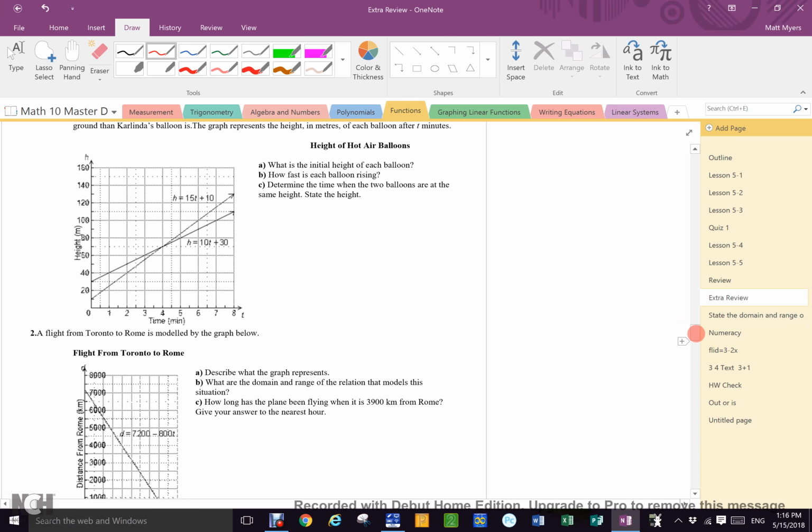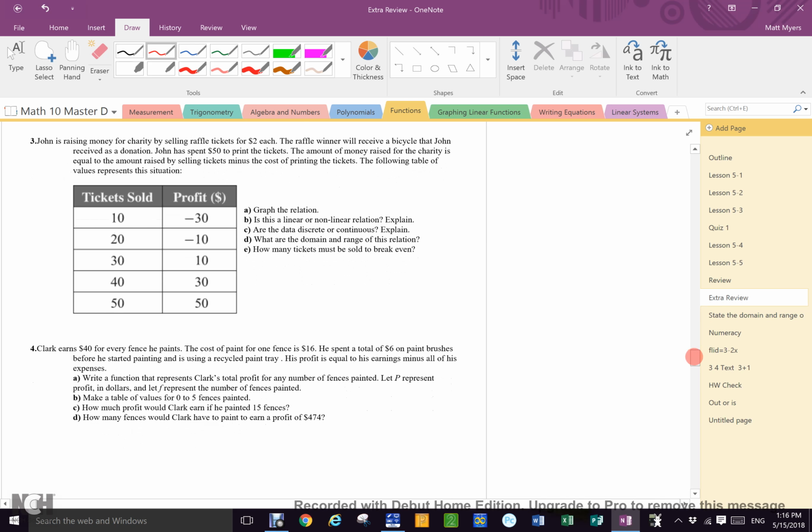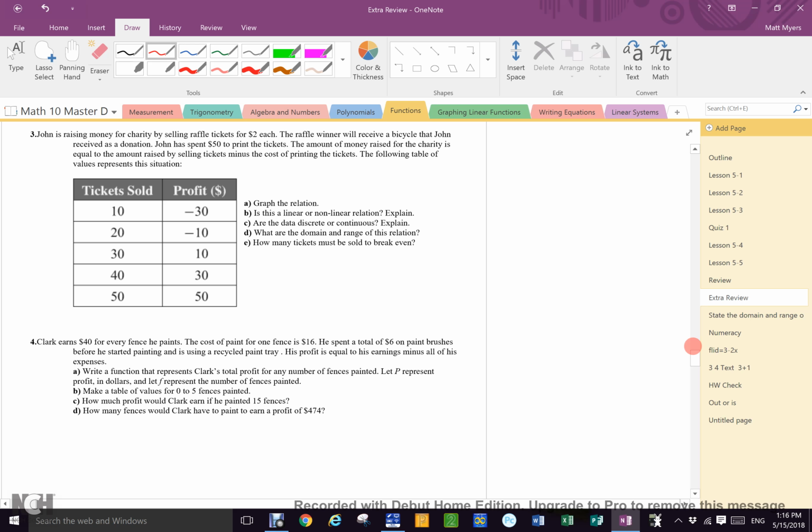You've already seen the height of the hot air balloon. These ones you haven't seen. Graph it. Well, when he sells 10 tickets, so tickets have to be down here. Tickets. And profits have to be over here, because profits depend on the tickets. So, when he sells 10 tickets, he's at negative $30.